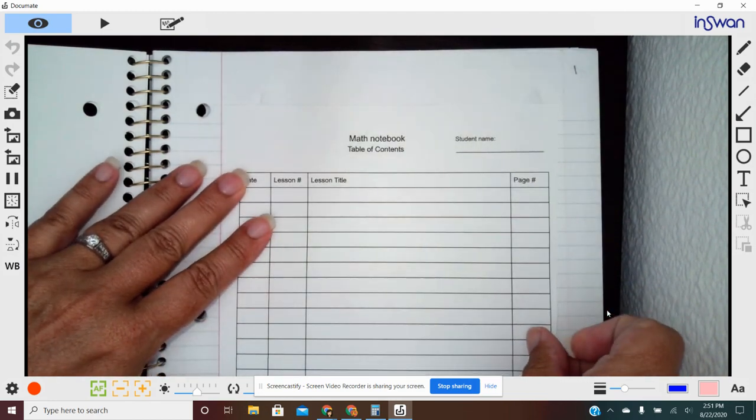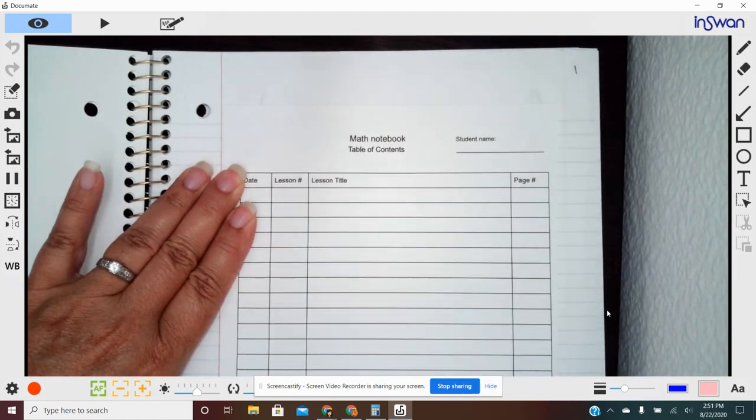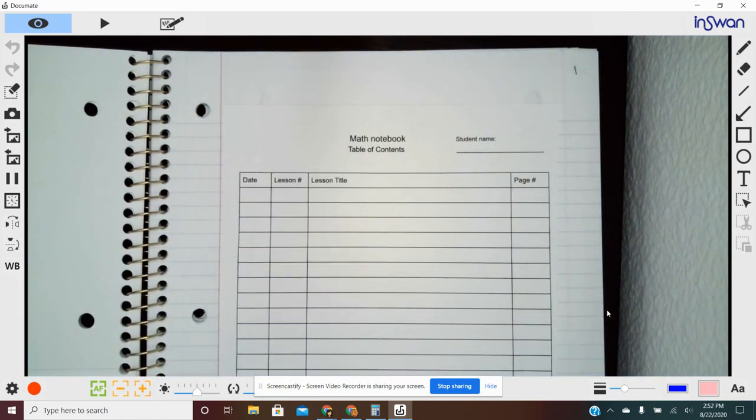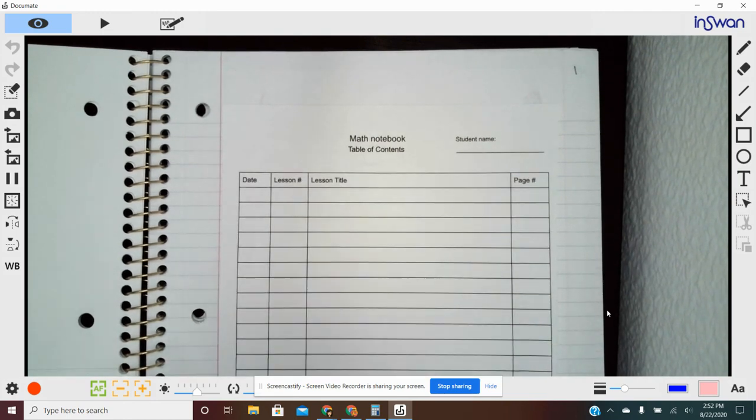Remember what you learned in elementary school, dot, dot, not a lot. You do not need a lot of glue to glue these pages in. Okay. And then you're just going to put in your table of contents page. Once you do that, I want you to put in your student name. Okay. This is going to be my sample notebook.